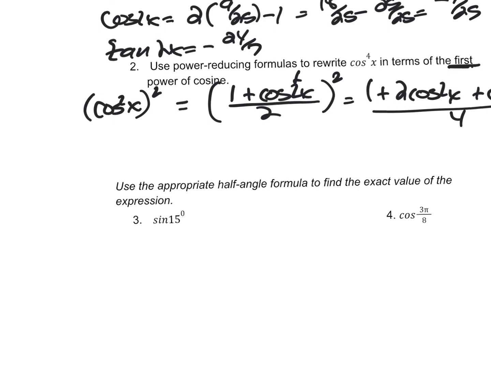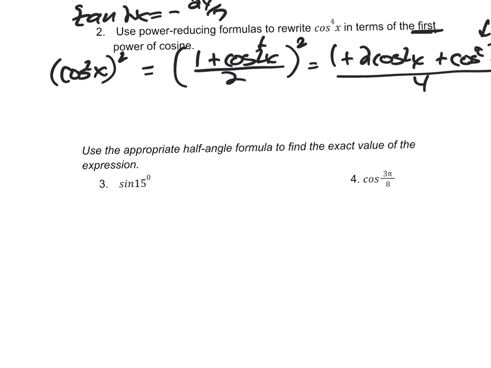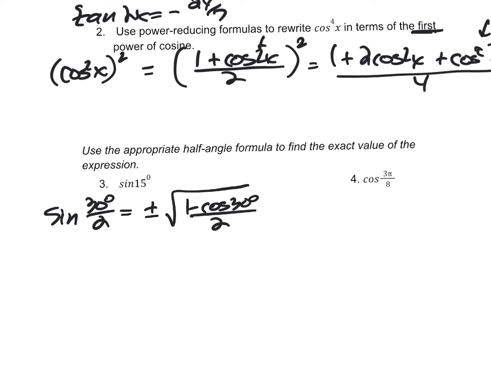Number 3. Use the appropriate half angle. Okay, so 15 is half of 30. So I'm going to go sine of 30 degrees over 2. Again, I'm looking at the half angle formula on my sheet. I'm going plus or minus square root of 1 minus cosine 30 degrees over 2. Now, because it's 15 degrees, that's in quadrant 1, so my plus or minus sign is going to be a plus sign.